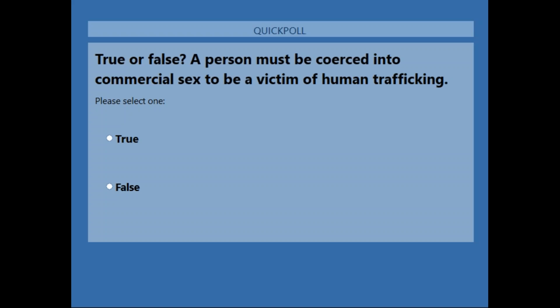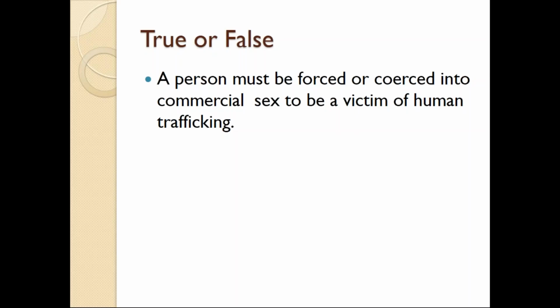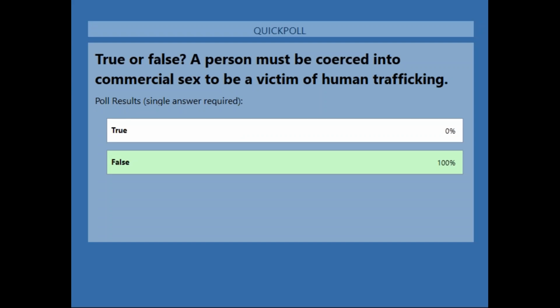Okay, perfect. Thank you. So the poll is done. I think pretty much everyone voted, so I'm going to go ahead and share it. Looks like 100% of people say false.